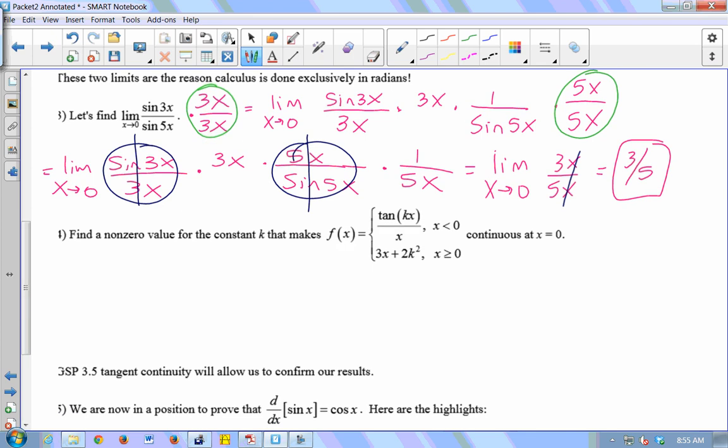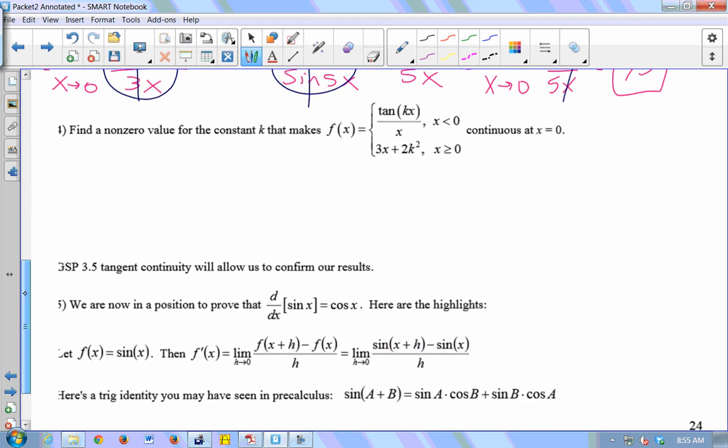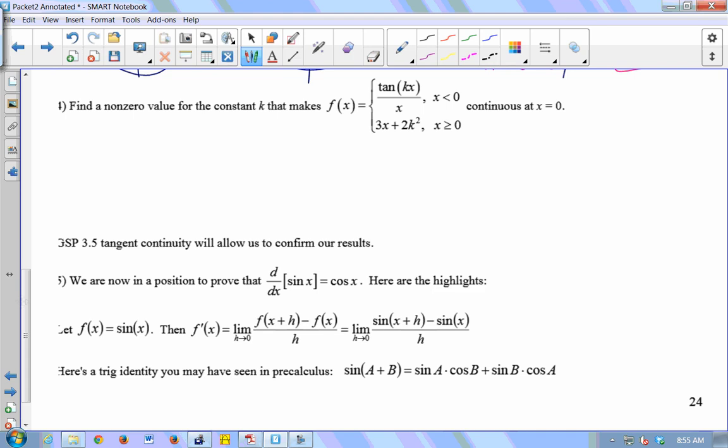All right, here's a tricky one. We want to find a value for the constant k, a non-zero value, that makes this function continuous. So what was the definition of continuous again? You don't have to pick up your pencil. That's a good informal definition. But the sort of calculus-y definition?